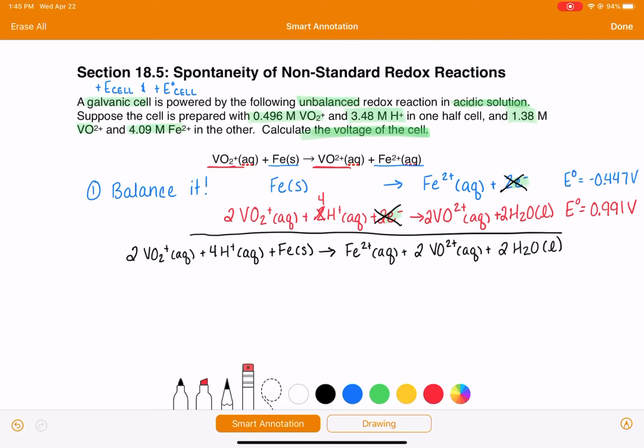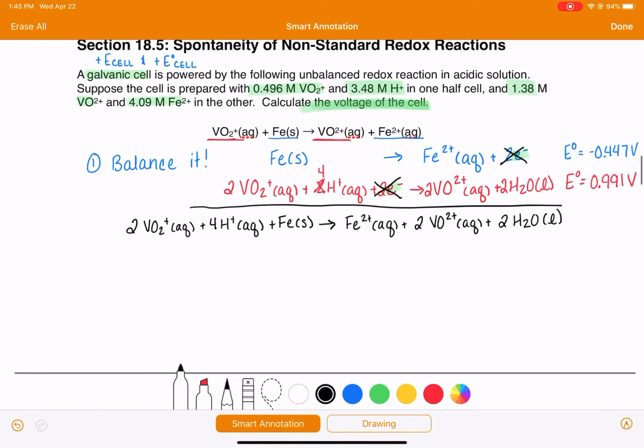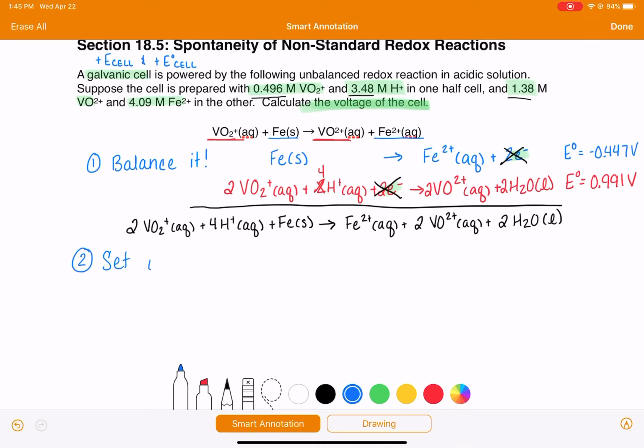So we've got our balanced equation now. We're good to go, and we've dealt with the acidic solution part, and now we need to calculate the voltage of the cell. Because this is a non-standard cell, and we know that it's non-standard because we have these molarities that are not 1, we need to use the Nernst equation, so let's get that set up.